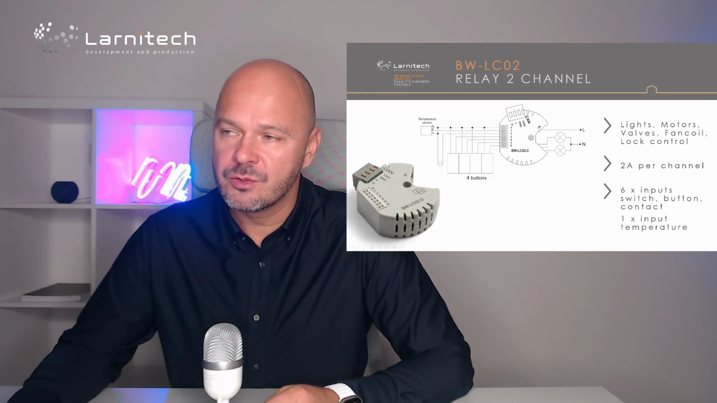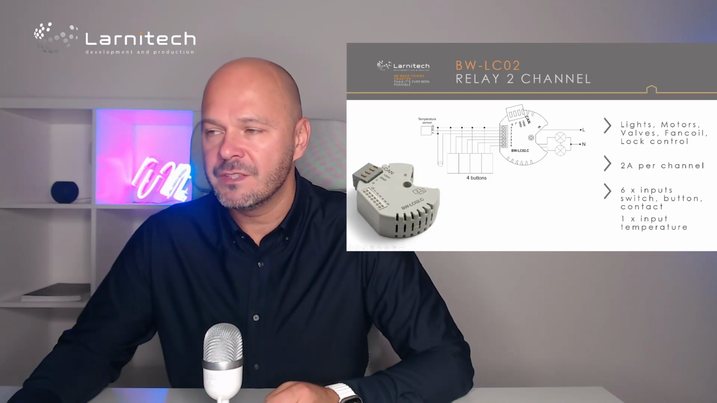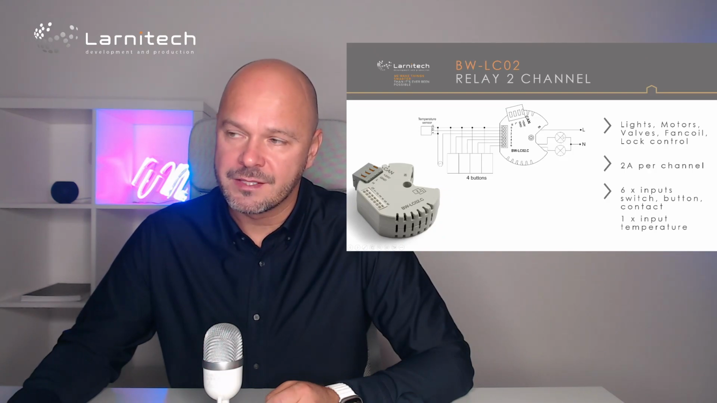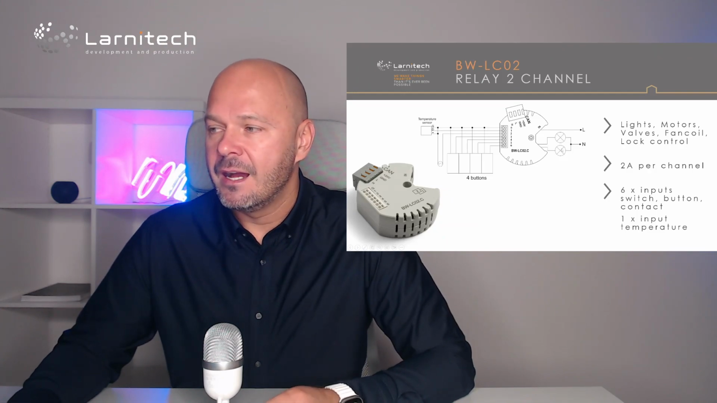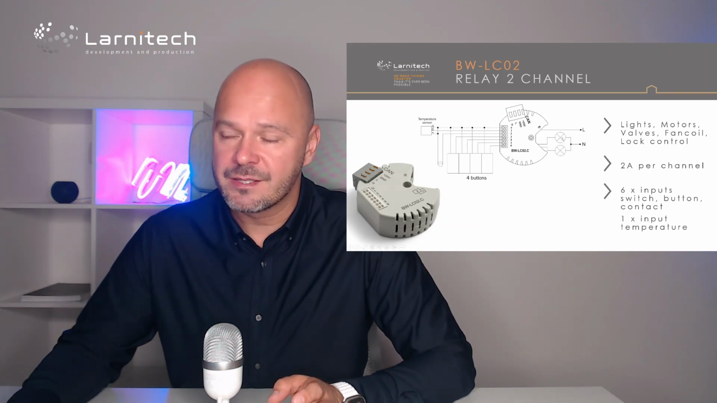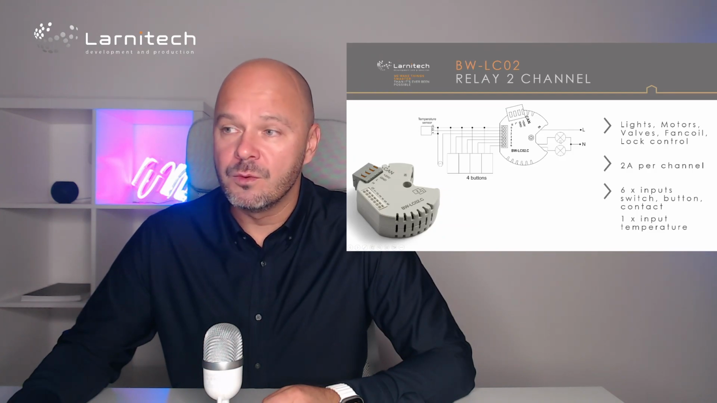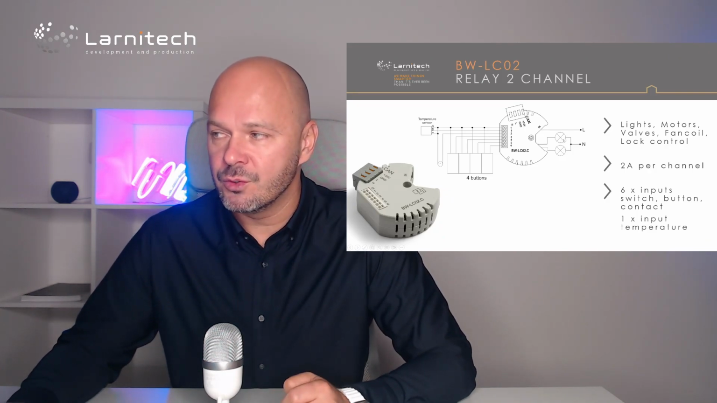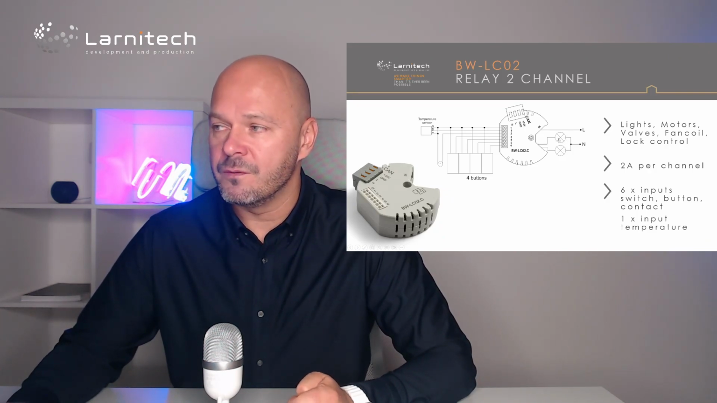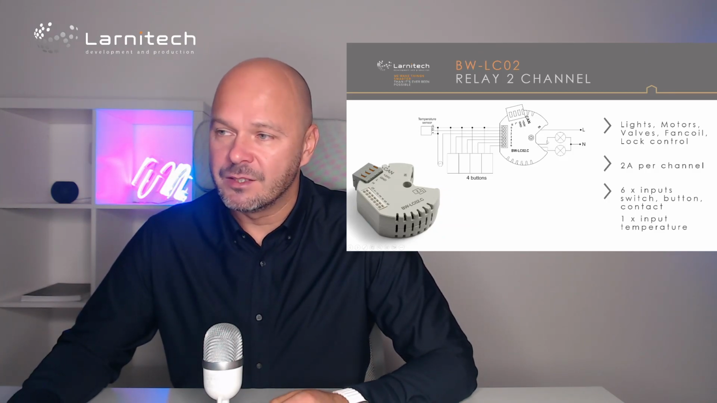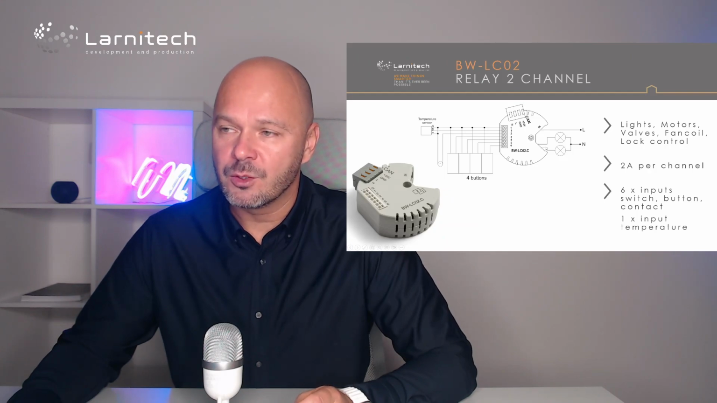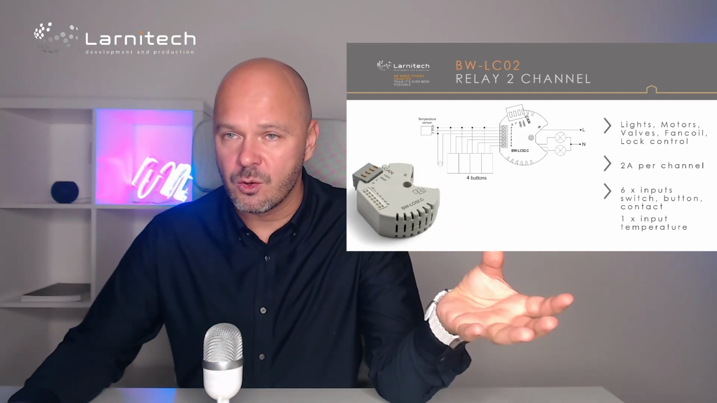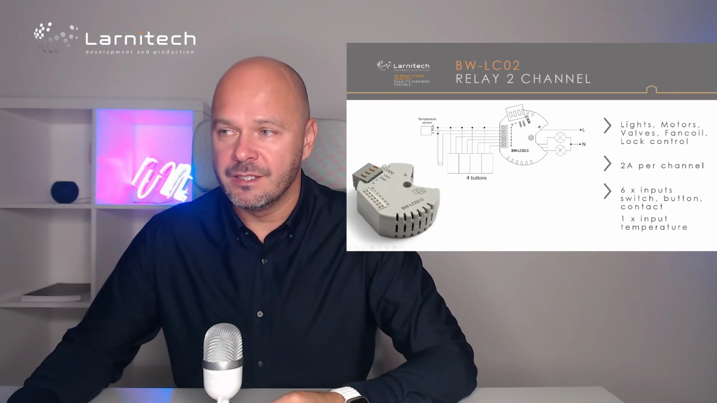Whatever kind of power you bring to the input, you will receive the same on the outputs, and the neutral will connect directly to the lights. You can connect it not only to lights, but also to low voltage lights, for example 24 volts or 12 volts. You can connect it to locks or valves, or also fan coils, but probably not enough for a normal fan coil. If you have a fan coil with a valve on one relay and the fan on or off, then it will be enough for one fan coil.